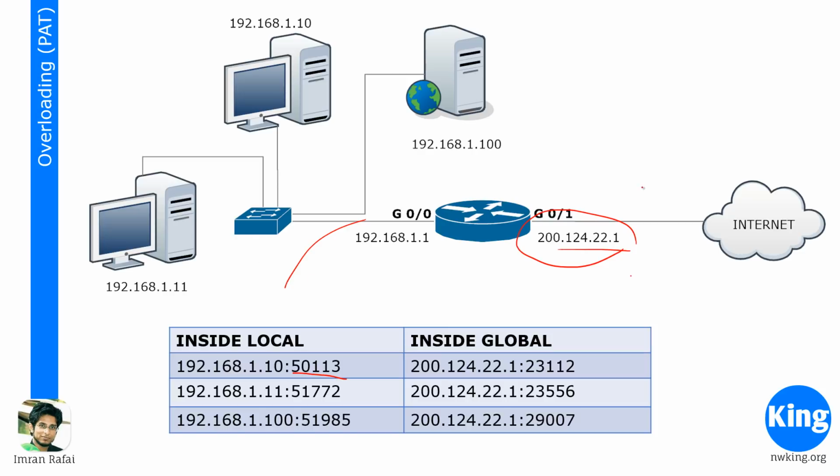So if this computer wants to communicate with a host on the internet, let's assume there is a host on the internet, let's make it easy, 22.10, right? If this device, let's say 1.11, wants to communicate with 200.124.22.10, it creates a random source port, let's say 51772, right? So it created a random port of 51772. The destination IP address is 200.124.22.10, and the destination port number is let's say 80, as it's going to the web server of this device.